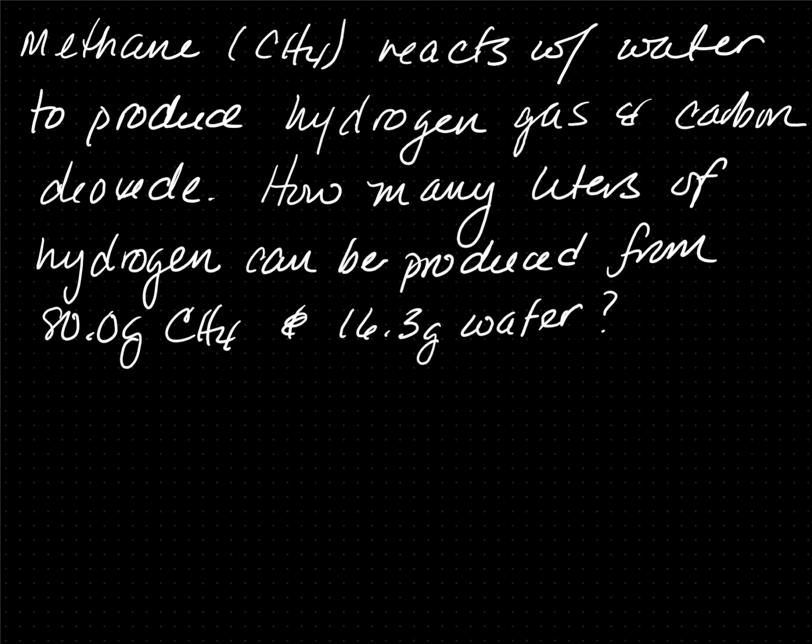So first thing we're going to do is write a balanced equation. We have methane. Methane reacts with water to produce hydrogen gas. Hydrogen is a diatomic, so H2 plus CO2. Next thing, we need to balance it. We have a carbon on each side. We have 6 hydrogens, 4 from here, 2 from here, separated by a plus on the left side, but we only have 2. So if I put a 3 here, my hydrogens balance.